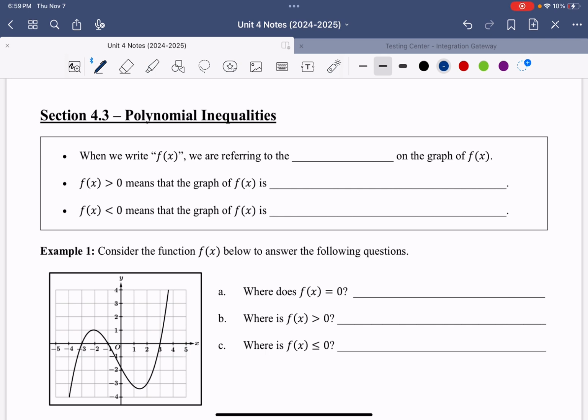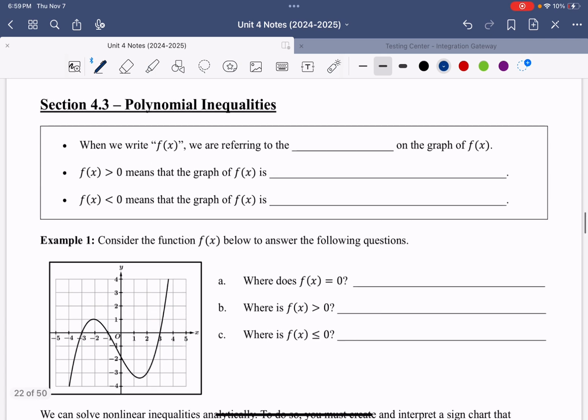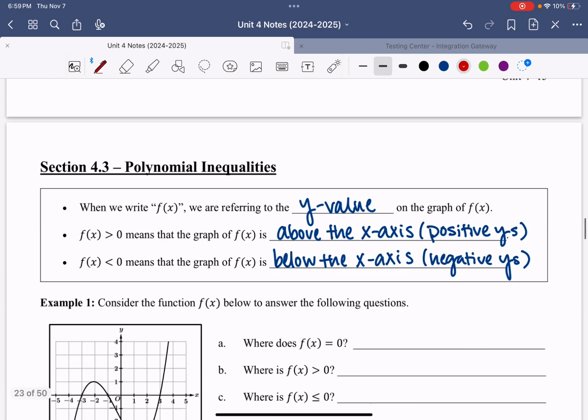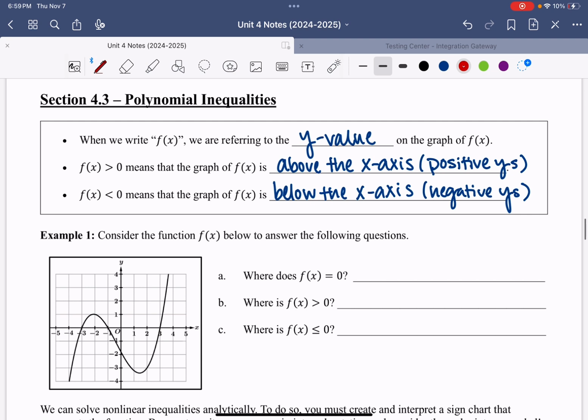So, first things first, a couple of ways that we're going to look at it. When we're looking at f of x greater than 0 or f of x less than 0, we need to consider graphically what all of that looks like. When we write f of x, we're referring to the y value of the function. Notice we often write y equals f of x. That's literally saying that these two are equivalent. So this is our output, whereas the x was our input.